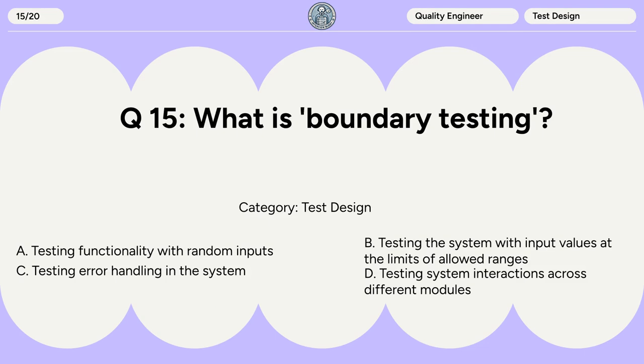Question 15. What is boundary testing? A. Testing functionality with random inputs. B. Testing the system with input values at the limits of allowed ranges. C. Testing error handling in the system. D. Testing system interactions across different modules.